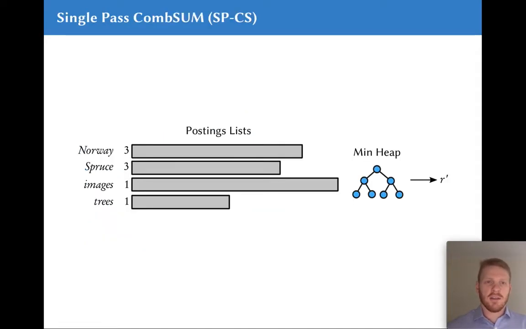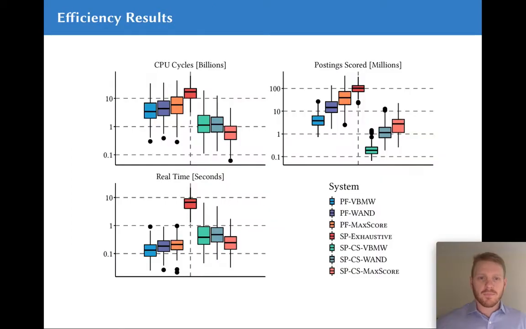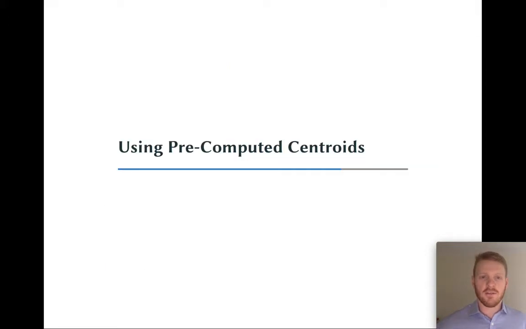And now what we can do is what we call single pass comp sum fusion. We again only have to process the unique postings, but we can also use dynamic pruning to efficiently traverse these postings lists. And so the best approach using SPCS with one thread, we can get down to 246 milliseconds at the median and 870 milliseconds at the 95th percentile tail latency. So these are 2 times slower than the parallel fusion methods, but they use 55 times less resources. So we see this as a pretty big win. There are some more detailed efficiency results, but I refer you to the paper for those.